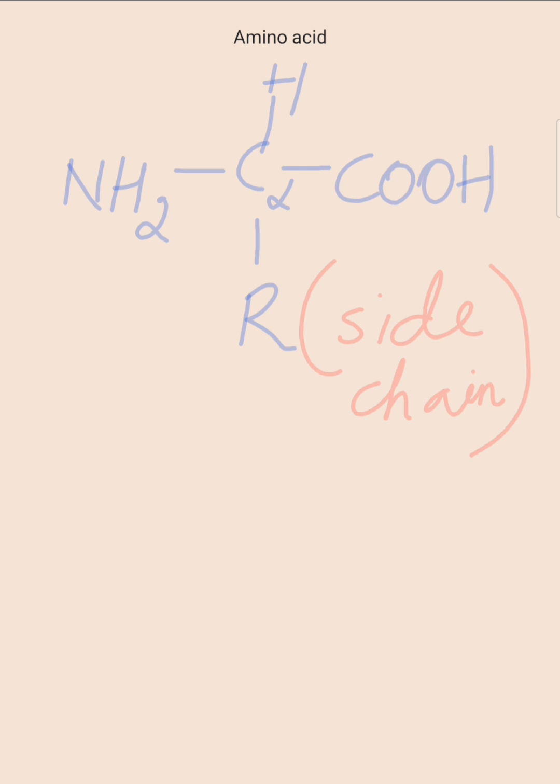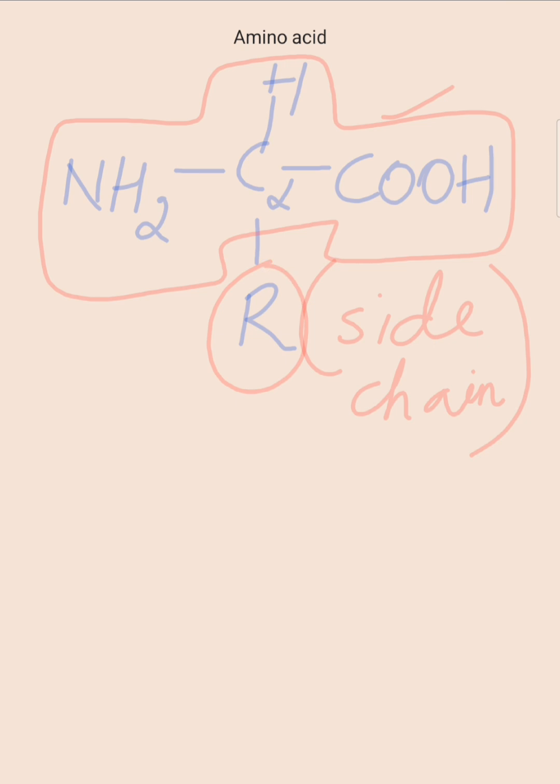Now when we talk about amino acid, as I said, this is the main backbone of the amino acid, right? So, in every amino acid, this is going to be the same except for this R group. The R group is going to change, but the backbone is going to remain the same. I'll be showing you how that is possible.